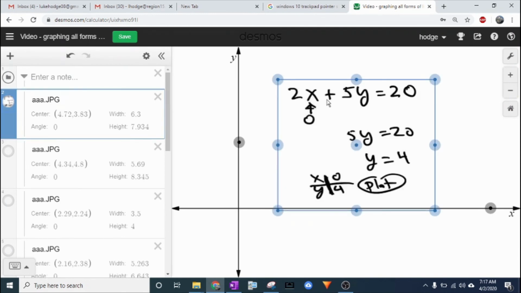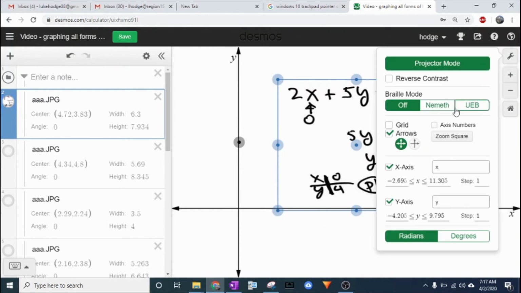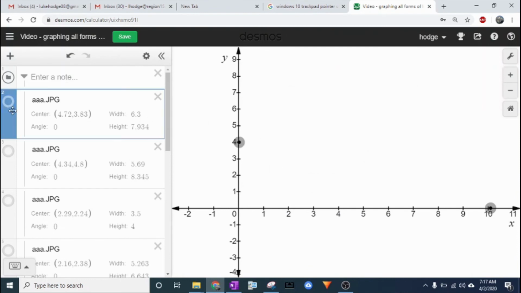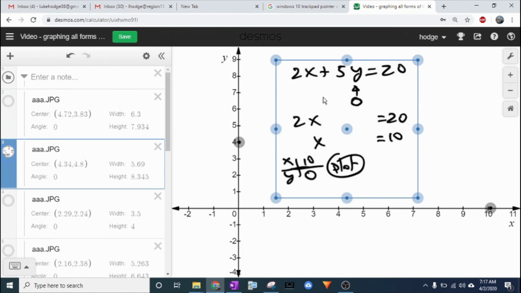So plug a 0 in for x, solve, and plot the point 0, 4. Hey, we did. We got it right. For the second one, we're trying to find this x-intercept, so let's plug a 0 in for y. This would be gone, solve, and we get x equals 10. Plot the point 10, 0. We got it right again.